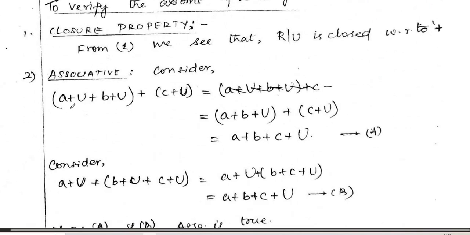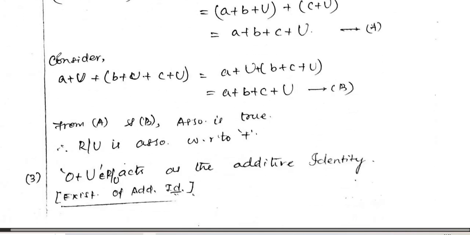And for associativity, we'll have to consider 3 elements. So you have a plus u, plus b plus u, plus c plus u. You'll have to show that this is the same as a plus u, plus b plus u plus c plus u, grouped the other way. So we consider this part, and we simplify by the definition of addition. This is how it is defined. Again by the definition of addition, this is what we get. And you consider this one and simplify, you get this. So from these two we conclude that associativity is true.